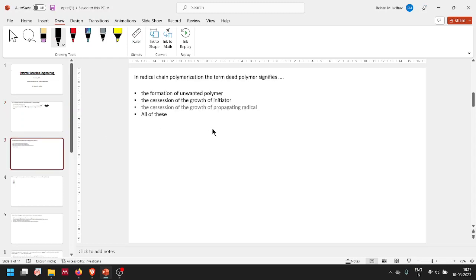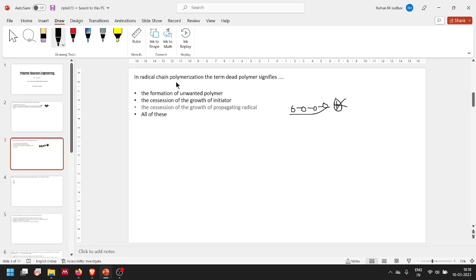In radical chain polymerization, the term dead polymer signifies what? A dead polymer, in its basic definition, is a polymer which is incapable of growth. If we take a polymer chain like this, it cannot grow by itself any further. No more monomers can be added to it, and even if extra monomers are added, they won't react to increase the length of the polymer chain because there are no active centers left for polymerization reaction.